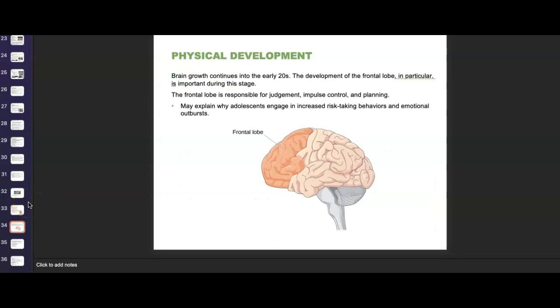Now, we can't think about physical development without talking about the brain and its growth. Brain growth continues into the early 20s. The development of the frontal lobe in particular is important during this stage. The frontal lobe is what's responsible for judgment, impulse control, and planning. This may explain why adolescents engage in increased risk-taking behaviors and emotional outbursts during their adolescent stages because of the amount of growth happening in the frontal lobe.